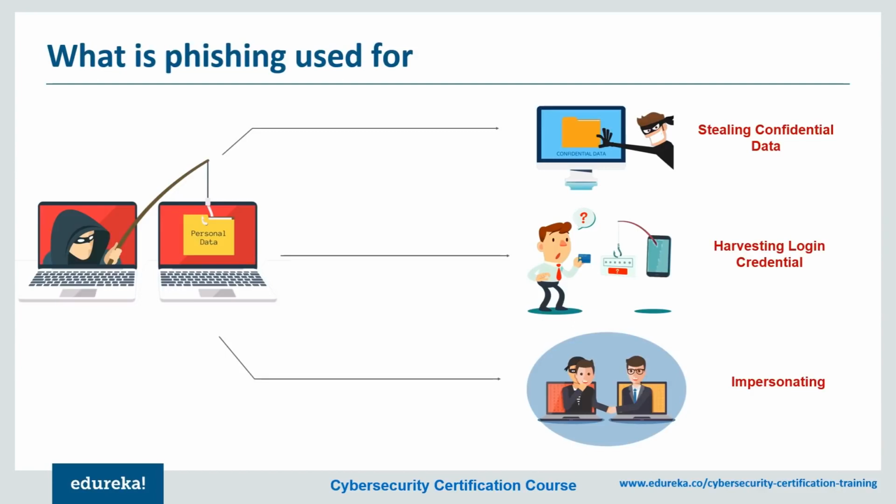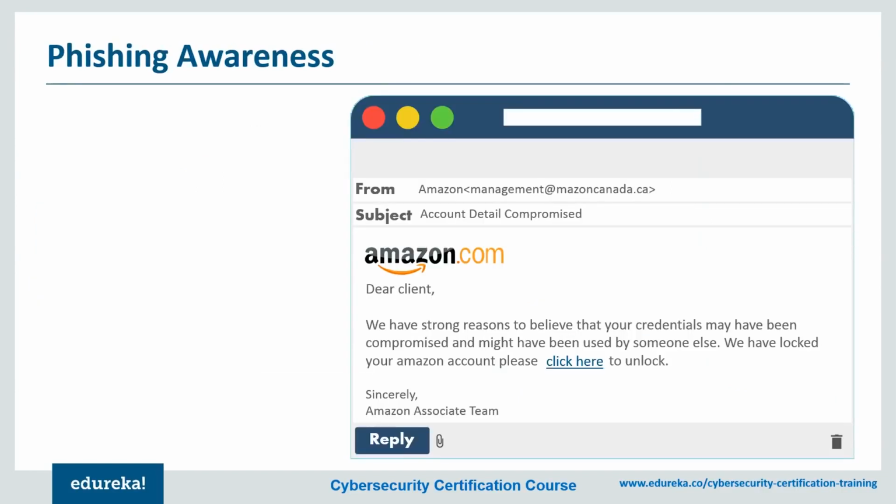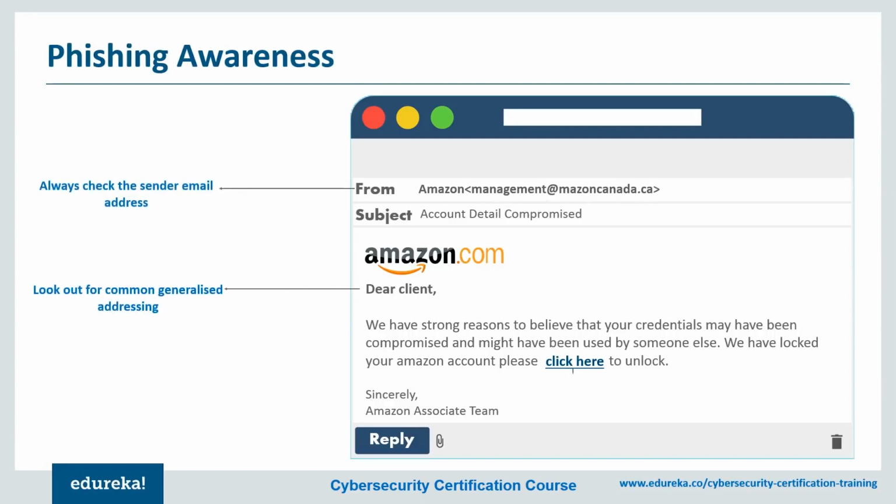So how exactly can you prevent yourself from getting phished? Well, the only thing that you can do is be aware of how phishing emails actually work. So first of all, a phishing email has some very specific properties. Firstly, you will have a very generalized way of addressing someone, like "dear client." Then your message will not actually be from a very reputable source.